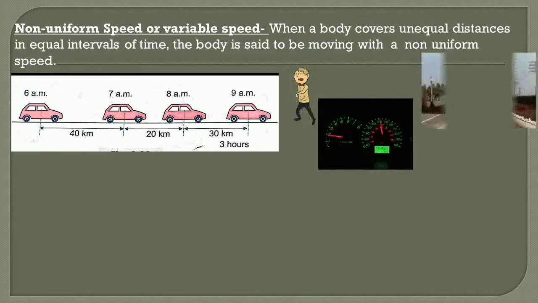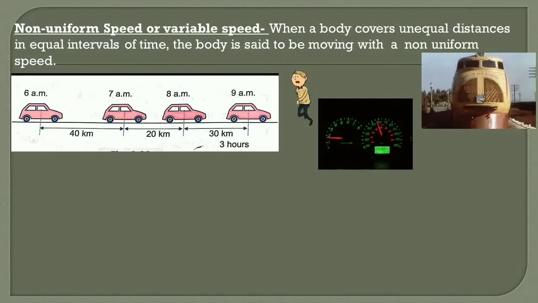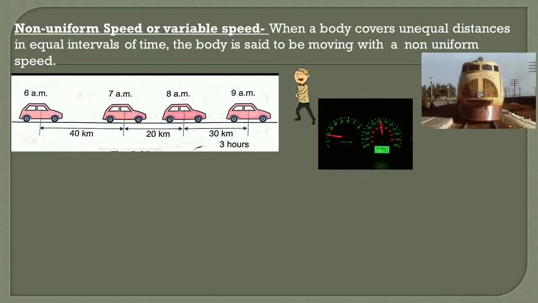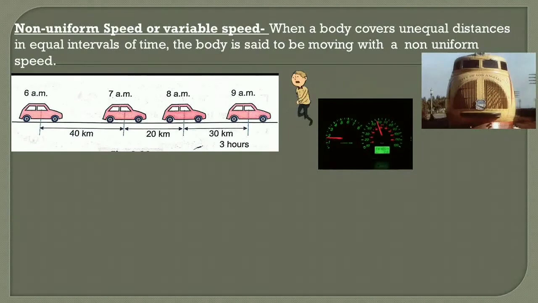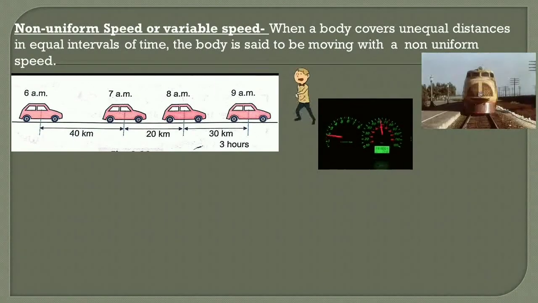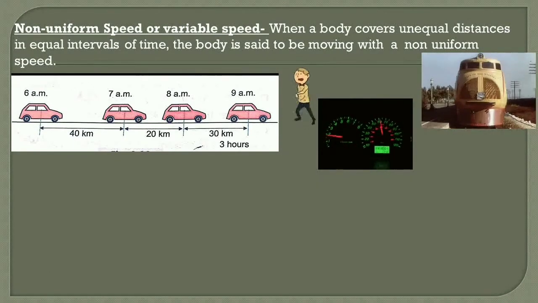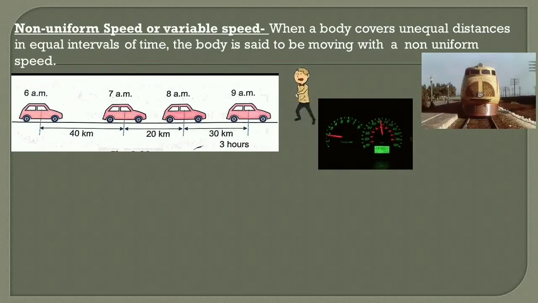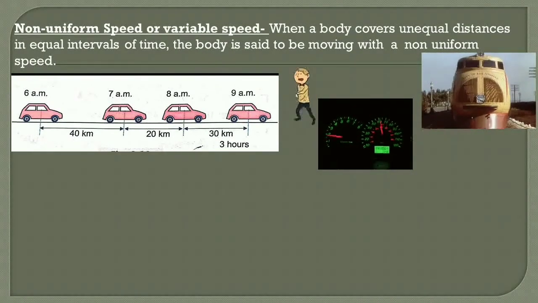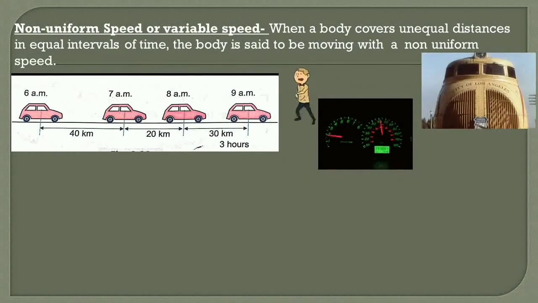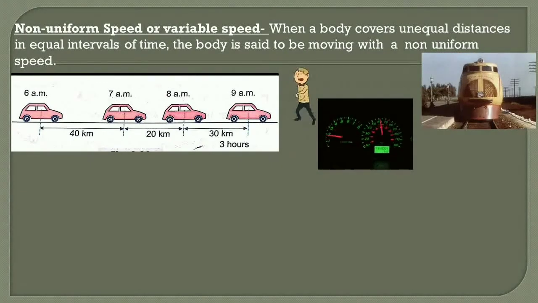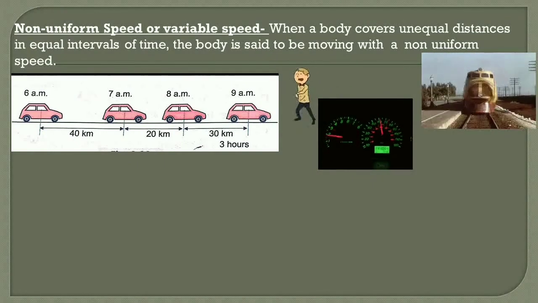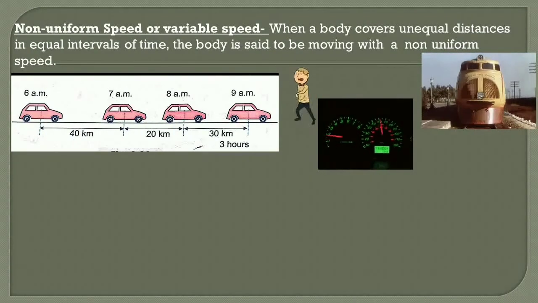Our next example is a train coming to a halt or reaching a station, where it decreases its speed. When the train is moving on a straight track, it is in uniform motion, but when it takes a halt or reaches a station, its speed decreases and it shows non-uniform speed. So these are all examples of non-uniform speed.